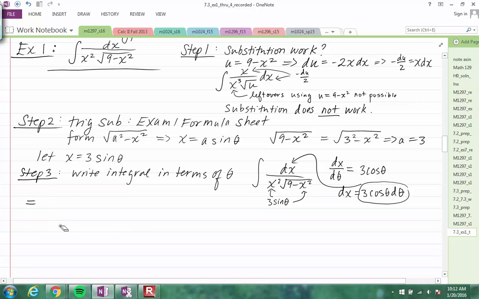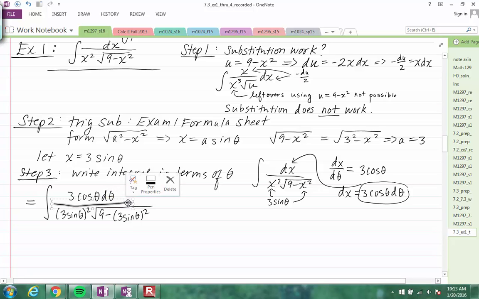But supposedly we're going to be able to evaluate that integral, which of course is what we're trying to do. So on top I'm going to have 3 cosine theta d theta, substituted in for the dx. Down low I have 3 sine theta in parentheses, squared instead of x squared, and then I have root 9 minus, and then instead of x squared I have 3 sine theta in parentheses squared. So wow, that looks really complicated now, right? Kind of nasty. But again, supposedly we're supposed to be able to do this integral now. I can do it. Alright, get this fraction line.